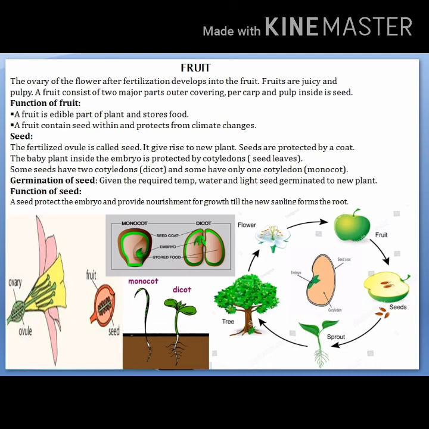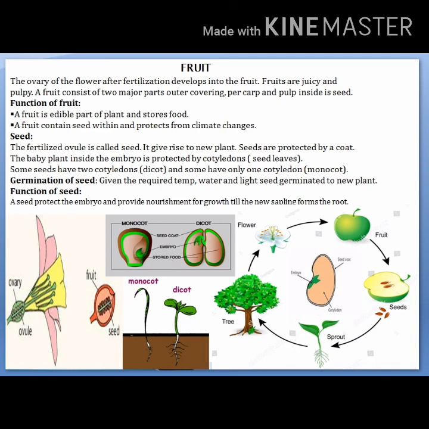Function of fruit: a fruit is the edible part of the plant and stores food. We eat fruit and it also stores food in it. A fruit contains seeds within and protects them from climate changes. Seeds are made due to pollination. Seed: the fertilized ovule is called a seed. It gives rise to new plants. Seeds are protected by a coat. The baby plant inside, the embryo, is protected by cotyledons.